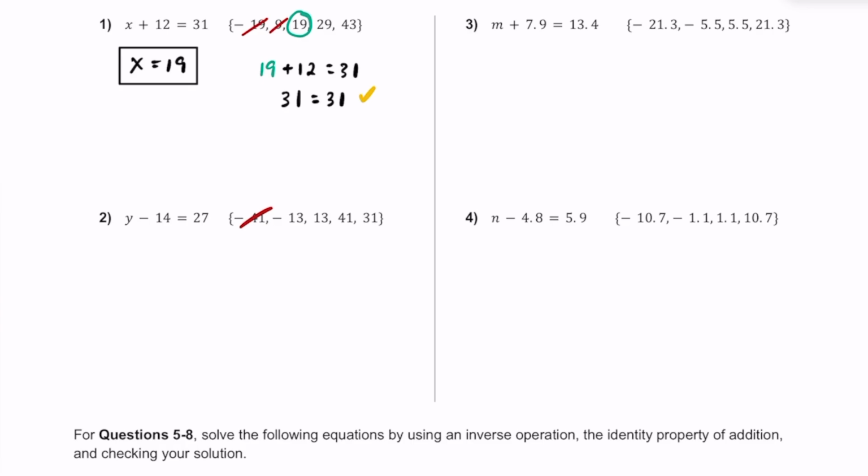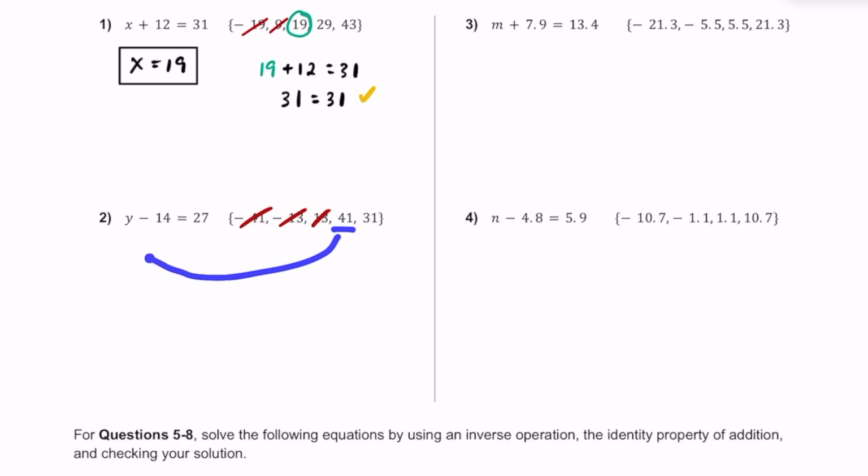All right, what about negative 13? If we try that one, negative 13 minus 14, for the same reason as the last answer choice, it won't work. This is the same thing as negative 13 plus negative 14, which is negative 27, which is not what we're looking for either. If we try 13, 13 minus 14, we're taking away more than what we have, so that would be a negative number, so that can't be it either. What about 41?